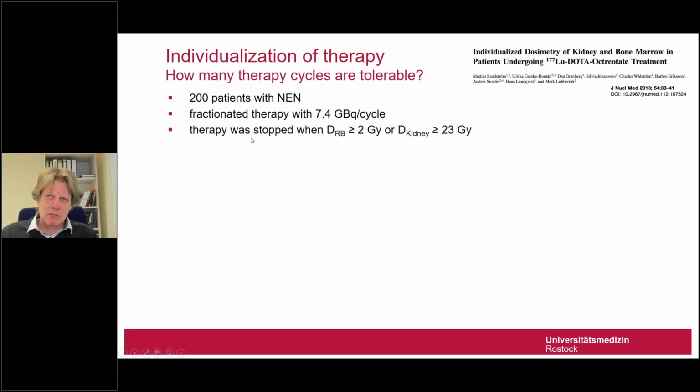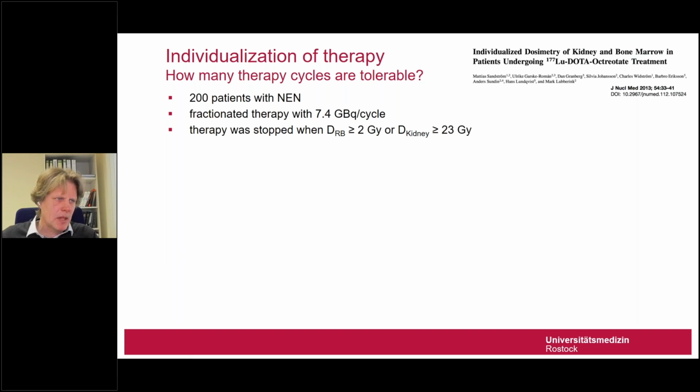So what studies or suggestions are nowadays available to individualize our therapies? One of the first studies on the potential optimization of the treatment of neuroendocrine tumors, in this case with lutetium dotatate, was conducted by the group from Uppsala in 2013, and they investigated the influence of the accumulated renal dose on the number of possible therapy cycles in the treatment of neuroendocrine tumors.